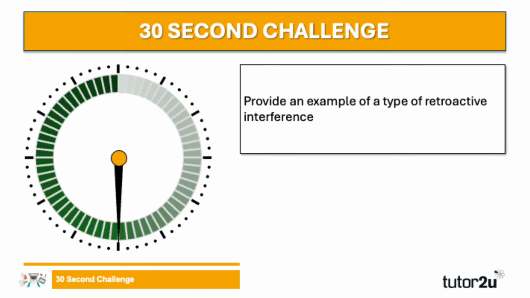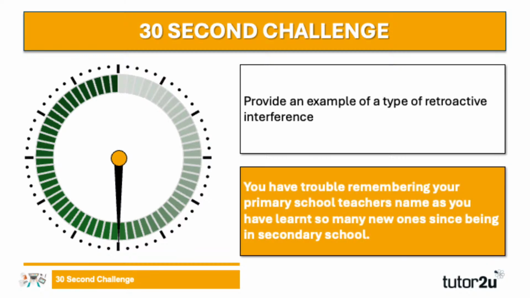So I guess the cases here are really good, and the ones that follow as well. The idea here is that the old memory is affected by the new. And the way I remember that is retro means old. So it's always the old memory that's affected by the new. So retroactive: old memory is affected by new. So here we've got for our answer, you have trouble remembering your primary school teacher's name as you've learnt so many new ones since being in secondary school.